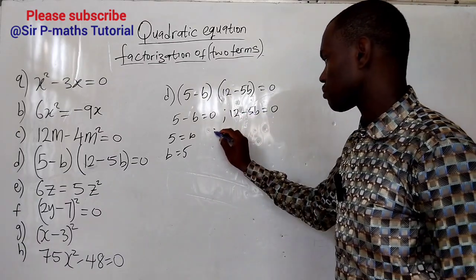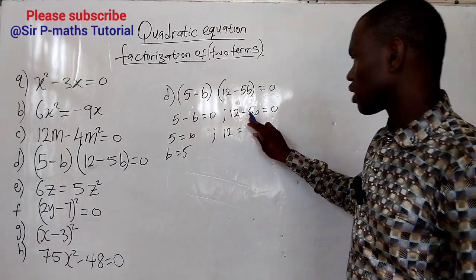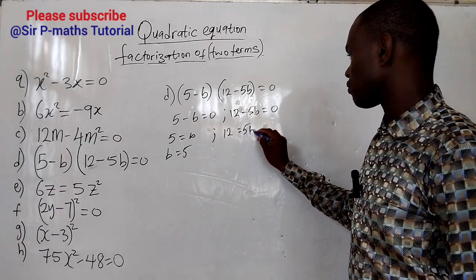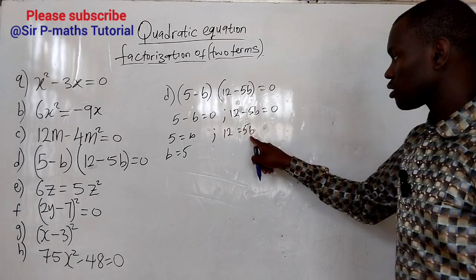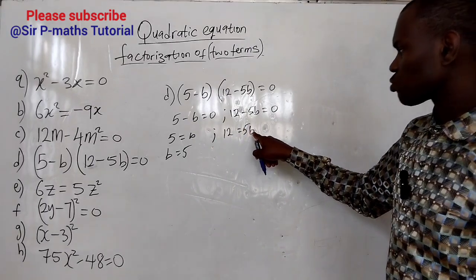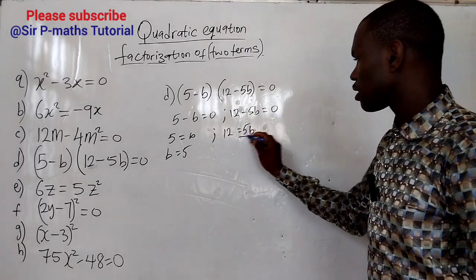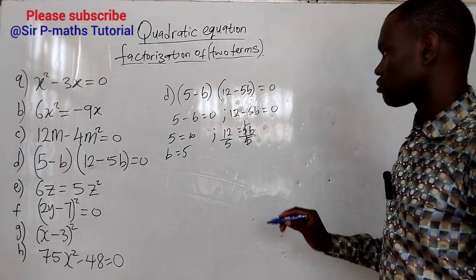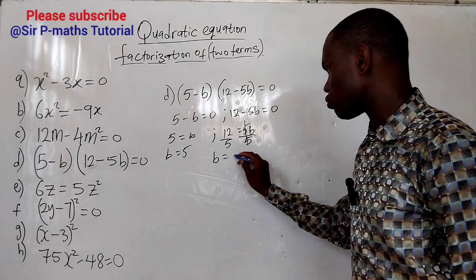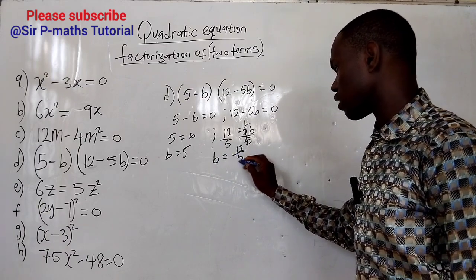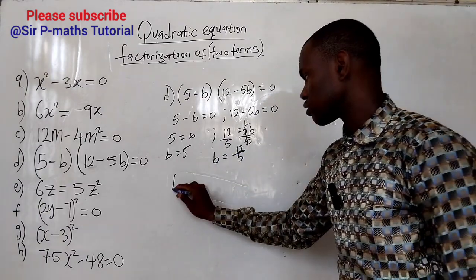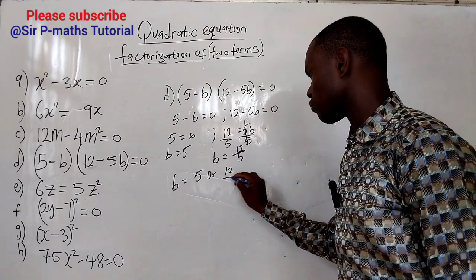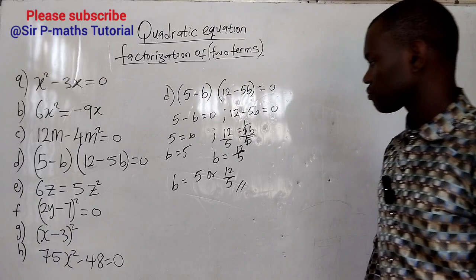Then do the same here. I will have 12 equal to carry 5B across. I'll have 5B, because it's negative here, it will be positive this side. Then to make B the subject here, I'll divide both sides by 5. This will cancel this. Therefore here, B will be 12 over 5. Alright? So B will be either 5 or 12 over 5.